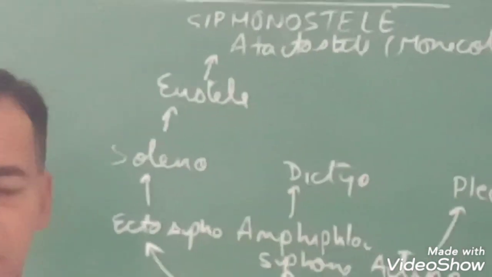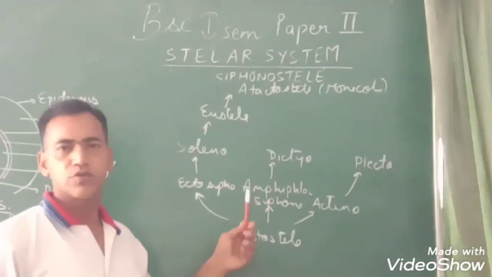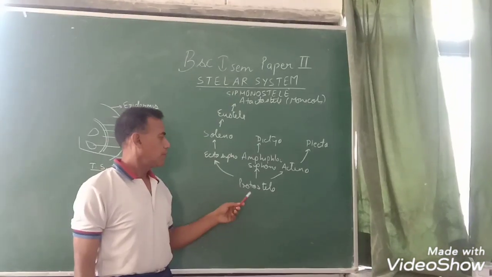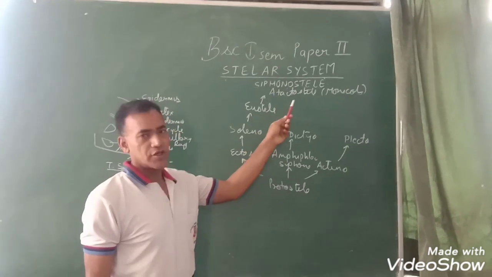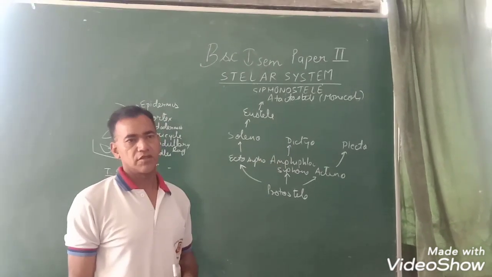The different steles are associated with each other. Protostele being the most primitive and simple type, and atactostele being the most advanced. Thank you.